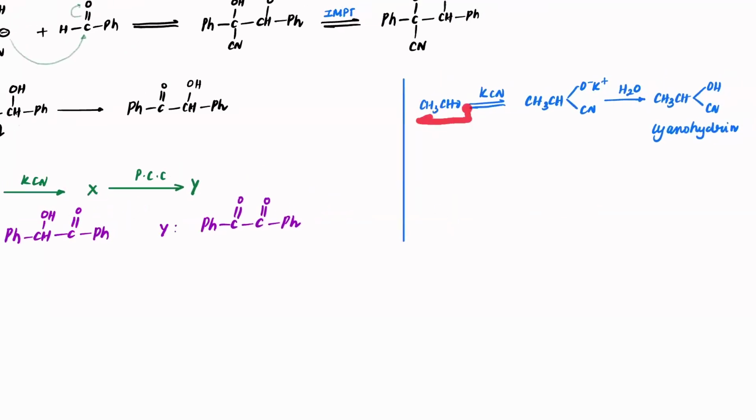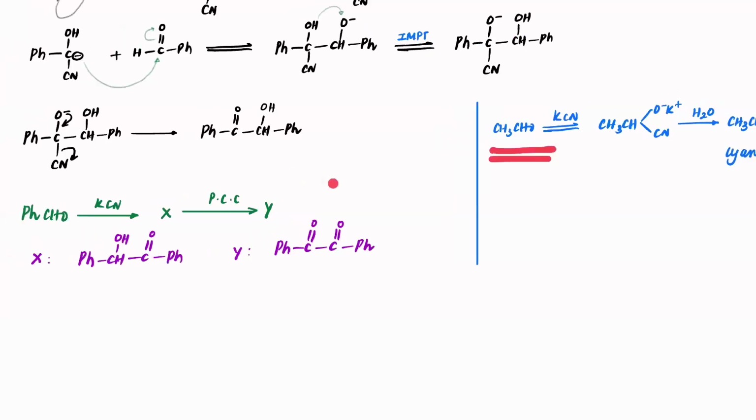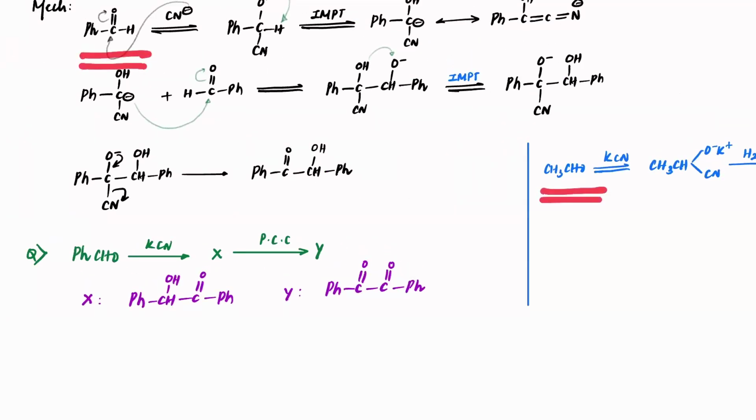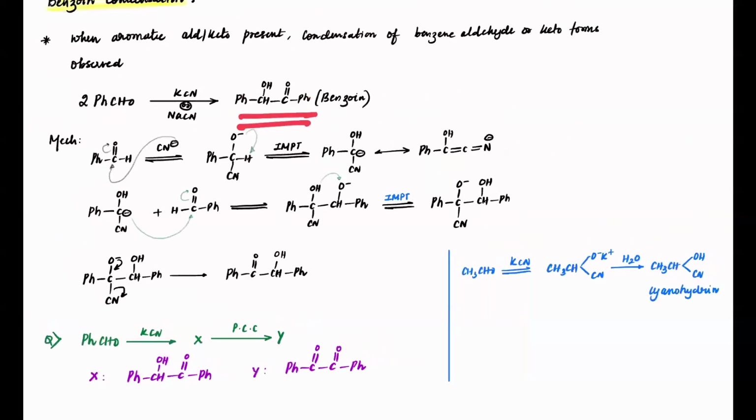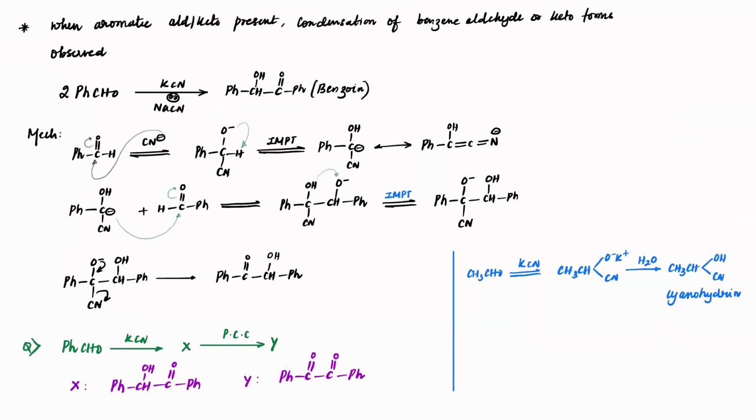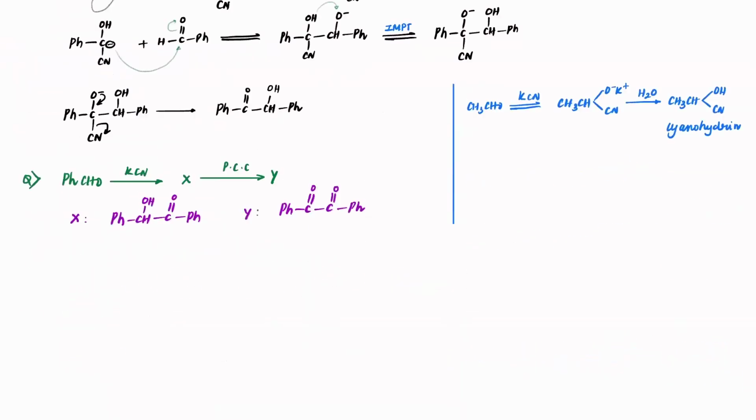By chance, if there is an alkyl aldehyde and you react with KCN, you will get this as O minus and CN, which is a regular nucleophilic addition. Thereafter, there is no carbanion forming here. Instead, O minus will take H plus and convert that into cyanohydrin. So that's the difference. For alkyl groups, you will get cyanohydrin. For aryl groups, you will get condensation products, which you call benzoin. So typically, this is how it works.